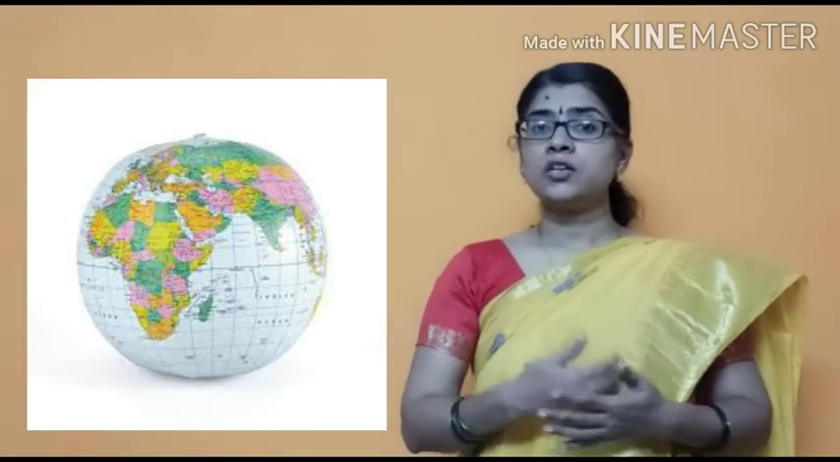Earth spins on its own axis. It is tilted at 23 degrees. In the same way, the globe is also tilted. It shows how the continents, oceans and countries are spread on the earth. Clearly it will show. So the globe helps us a lot to learn about the earth, isn't it?